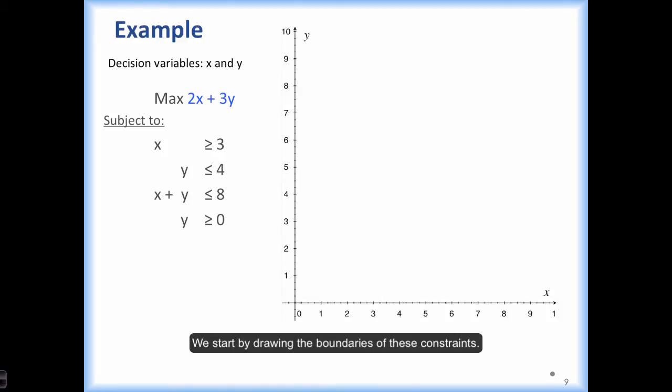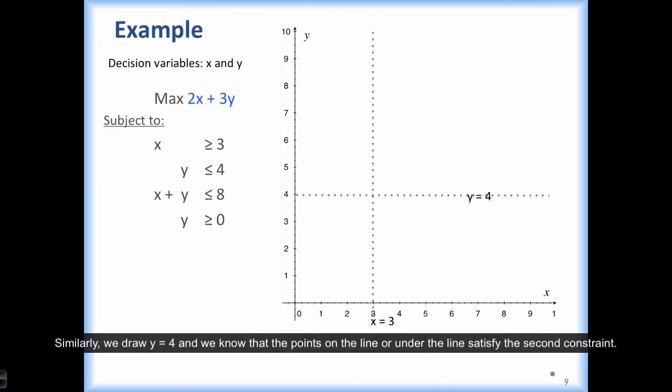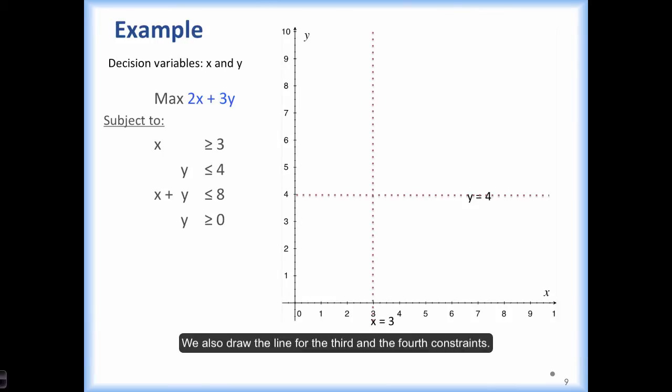We start by drawing the boundaries of these constraints. We first draw x equal to 3, and we know that the points that are on the line or right to the line satisfy the first constraint. Similarly, we draw y equal to 4, and we know that the points on the line or under the line satisfy the second constraint. We also need to draw the lines for the third and the fourth constraints.